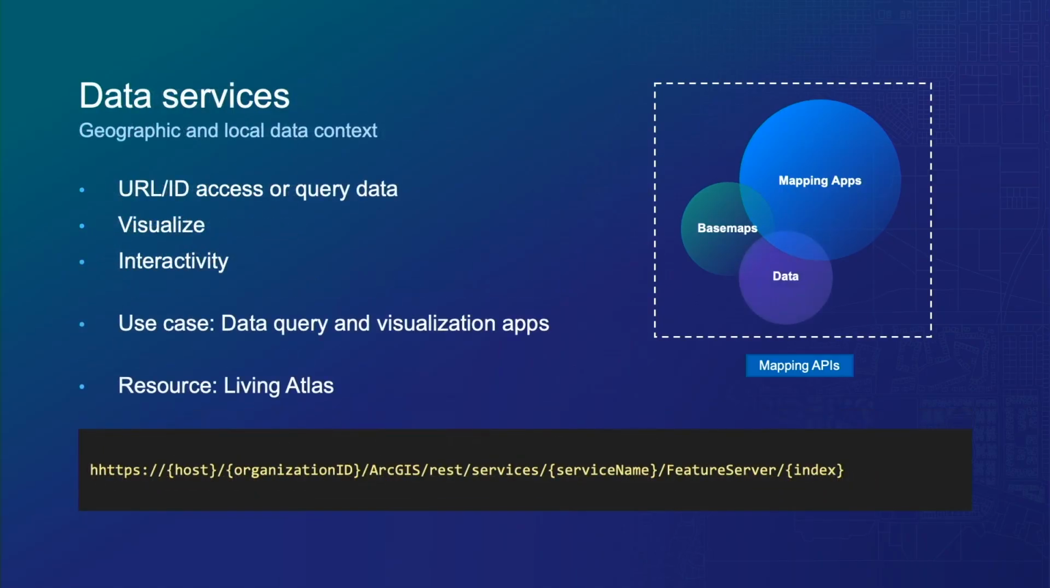For data services, I already mentioned these, you typically access them with a URL. Here's a URL, just kind of a template at the bottom. It's the host, so it's either enterprise or it's going to be ArcGIS for the hosted services, your organization ID, this long list. And again, this is for a feature service. And the index of the feature service, if there's only one, it's 0, otherwise it could be 1, 2, or 3, depending on the number that are in there. So we use this for visualizing, creating interactivity in our applications.